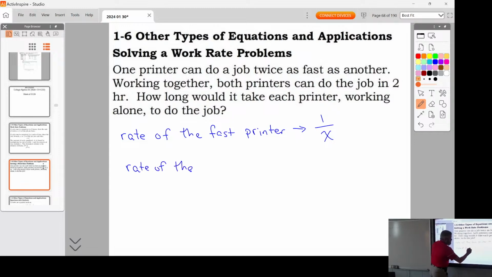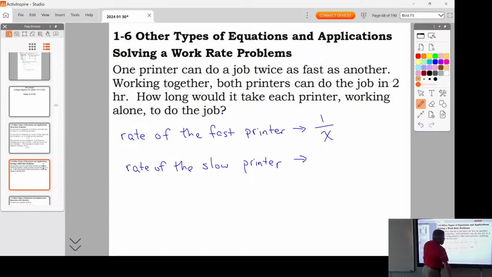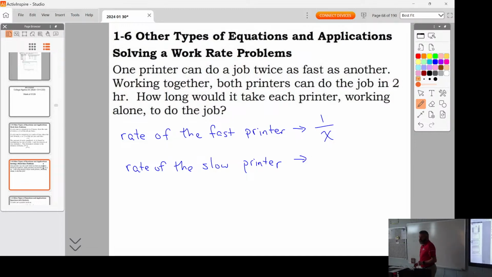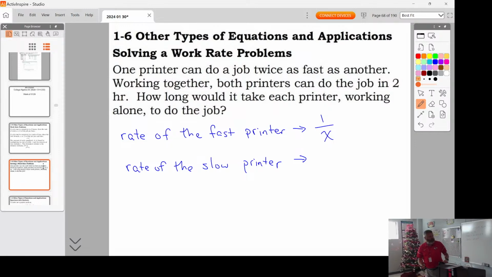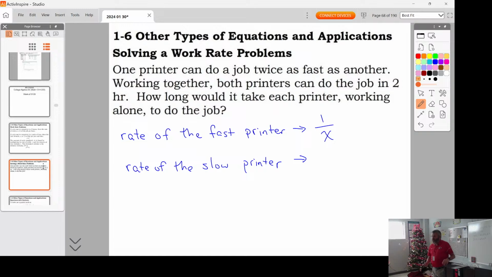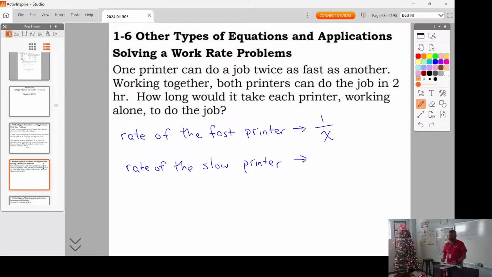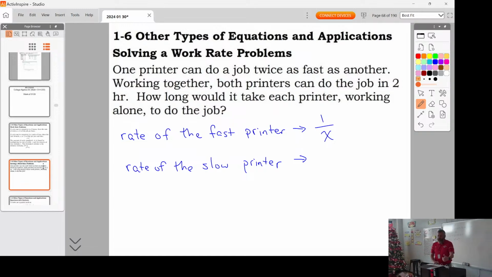Rate of the slow printer. What do we know about the slow printer compared to the fast printer? Okay, it's going to take twice as long. So again, how long does it take the fast printer to finish the job? X. How long does it take the slow printer to finish the job? 2x.